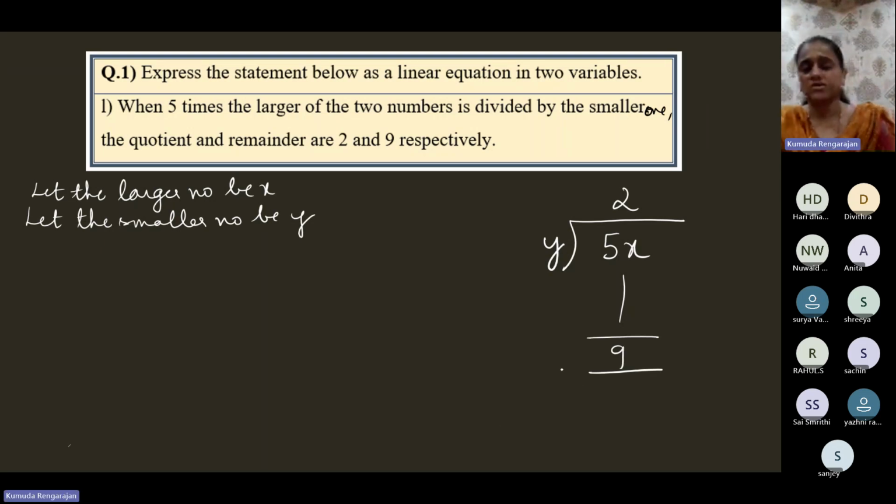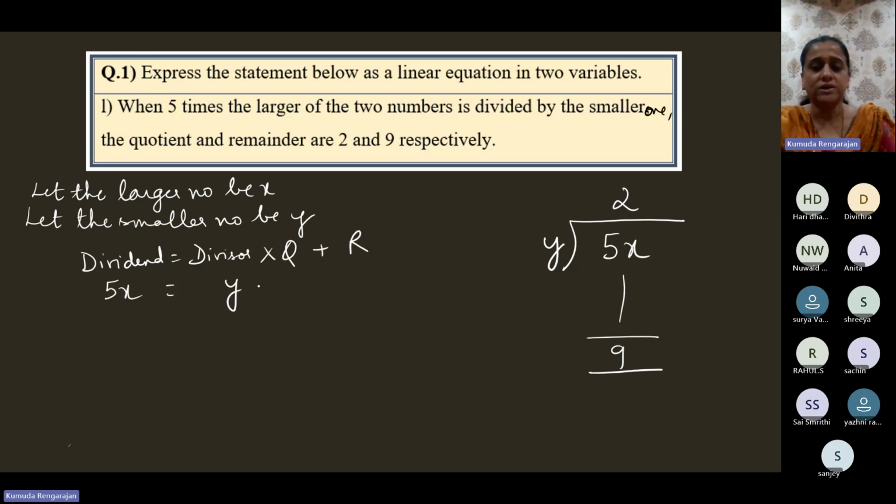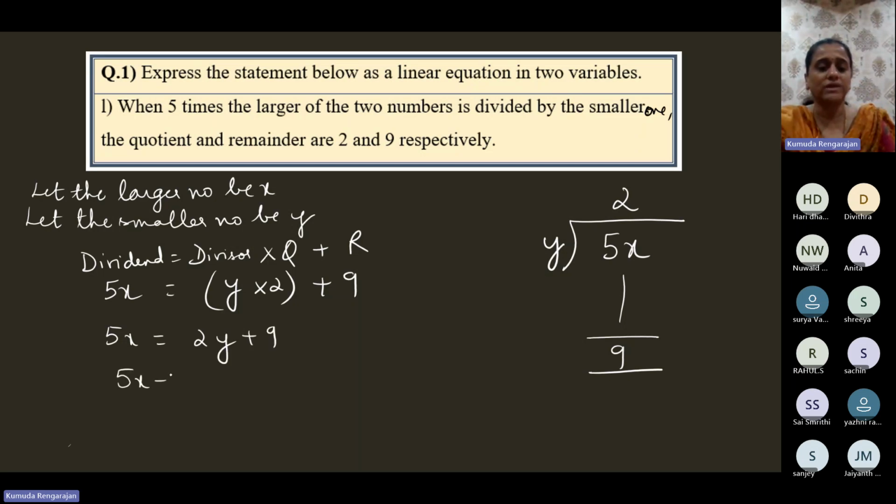So how will we construct the equation? Using the division algorithm: dividend is equal to divisor into quotient plus the remainder. Dividend is 5x is equal to divisor y into quotient 2 plus the remainder 9. So 5x is equal to 2y plus 9, or 5x minus 2y minus 9 is equal to 0 is the required equation.